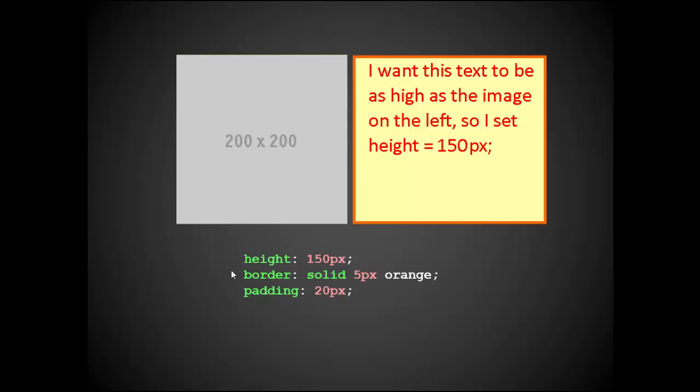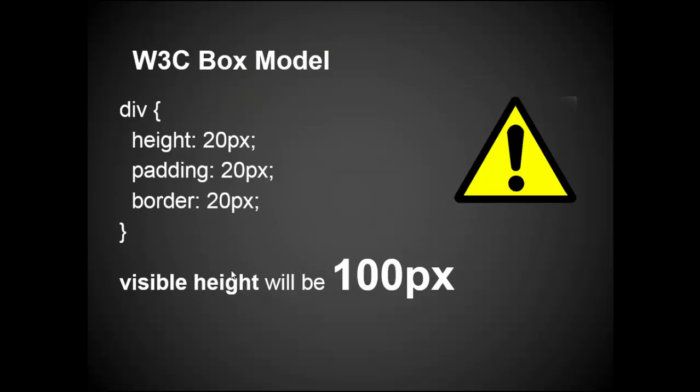The correct way to do this is that, for the elements to have the same height, we would have to decrease from the height that we are setting the border and the padding. And this way, the element will be 200 pixels high. Why are we taking off 50 pixels from the height? Because we have to sum the bottom and the top padding and the bottom and the top border width. Something that you should be aware of as well is that when you are defining an element and you say that the height is 20 pixels, the padding is 20 pixels and the border 20 pixels, the visible height of the element will be 100 pixels.